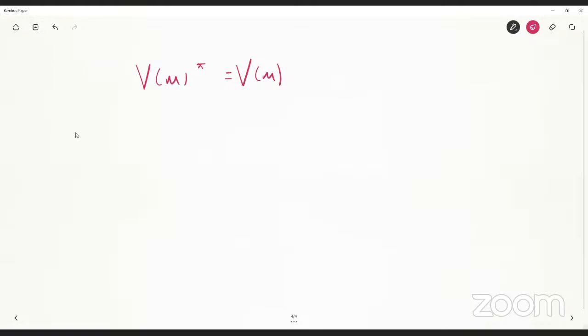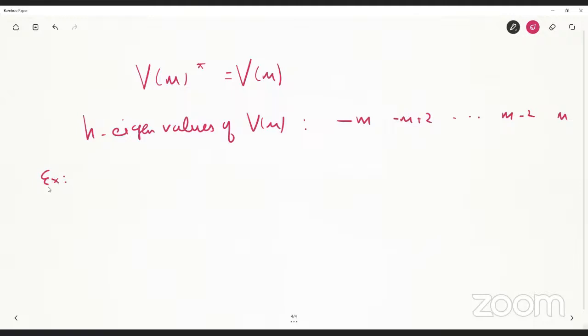But otherwise, there is one other way to look at it. If I write the H eigenvalues of V of M, do you know what they are? It starts with minus M and goes all the way to M, in steps of 2: minus M, minus M plus 2, and so on up to M. So these are the H eigenvalues of V of M. Now I will leave it as a very simple exercise.